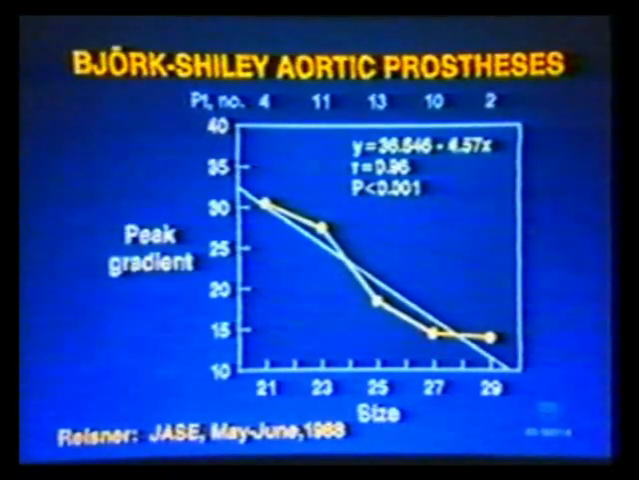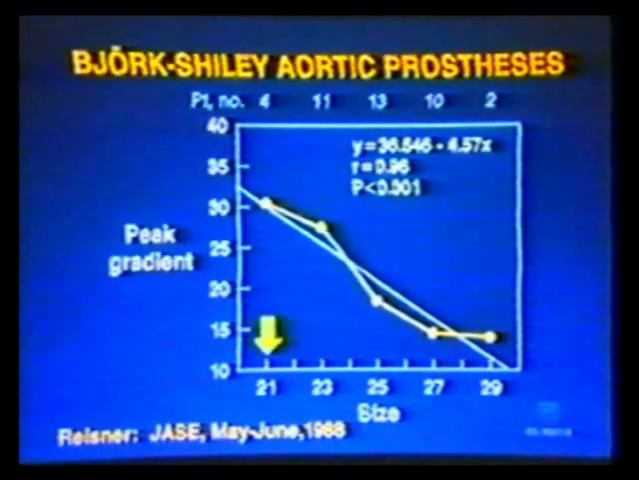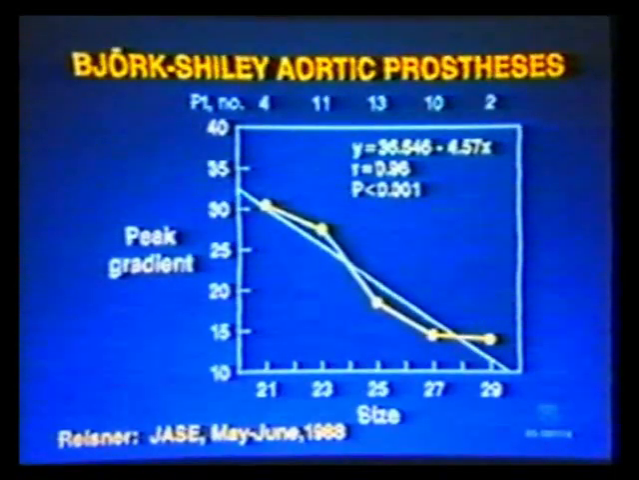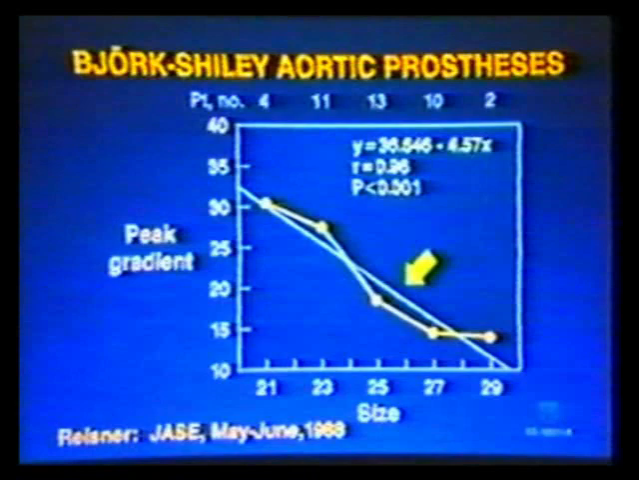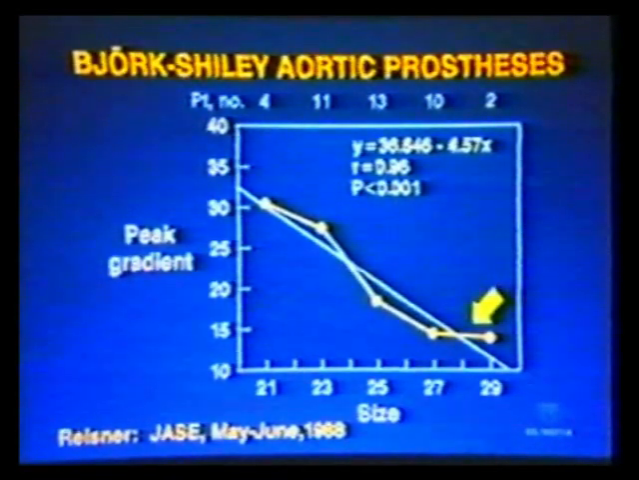When evaluating the hemodynamics of prosthetic valves, it is important to be mindful of the valve size. In this graph, Reisner and Meltzer display the peak gradient for 5 different sizes of aortic Bjork-Shiley prostheses. These are the number of patients with each size valve. As you would expect, there is a significant decrease in the maximum instantaneous gradient as the valve size increases.